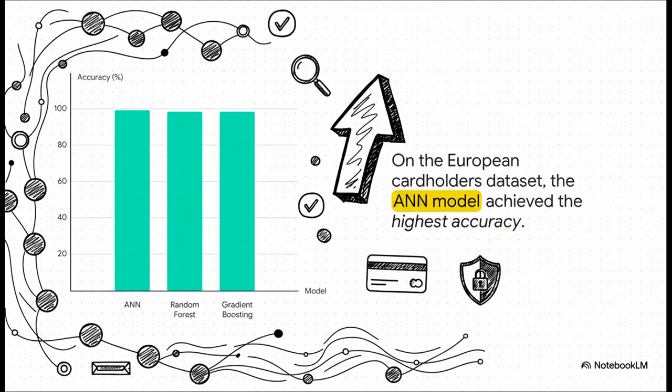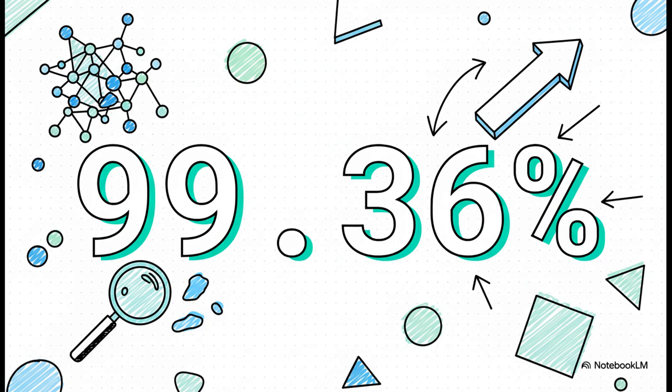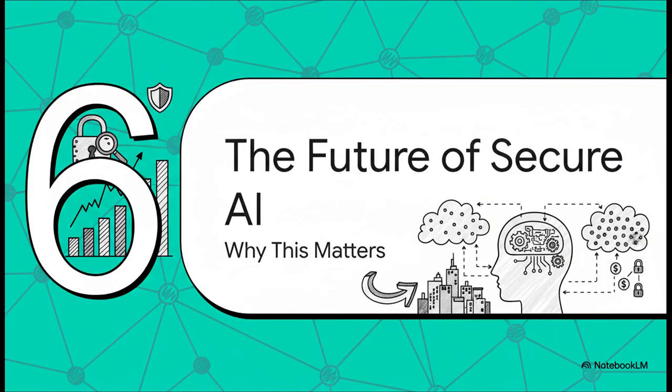And this chart just makes it crystal clear. You can see that the ANN model pulled ahead of the others, hitting the highest level of accuracy when it came to correctly flagging fraud. Let's just stop and look at that number for a second. 99.36% accuracy. That's the result of all that clever data cleaning. It is an absolutely outstanding level of performance, and it proves just how powerful this less is more approach to data really is.